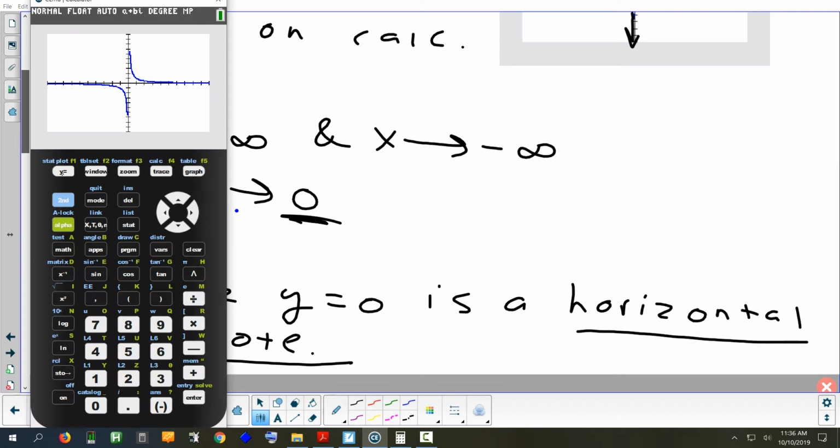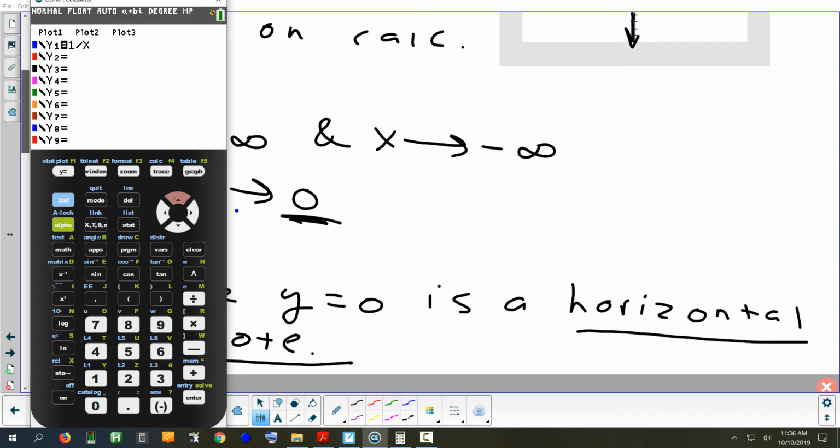Okay, so a horizontal asymptote is basically a line that I could draw. So it's a line that I can draw in my graph that something gets closer and closer to but never actually reaches.